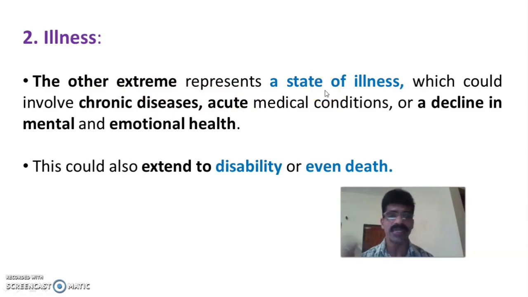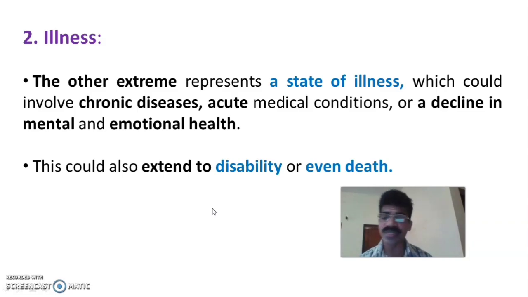You have already seen that, which could involve either chronic diseases or acute medical conditions or diseases, or it may be a decline in the mental and emotional health of the person, that also leads to mental illness and emotional related problems, stress related problems. Okay, this could also extend, that means the illness can make a disability to the person, or illness can even cause death for the person at the maximum end.